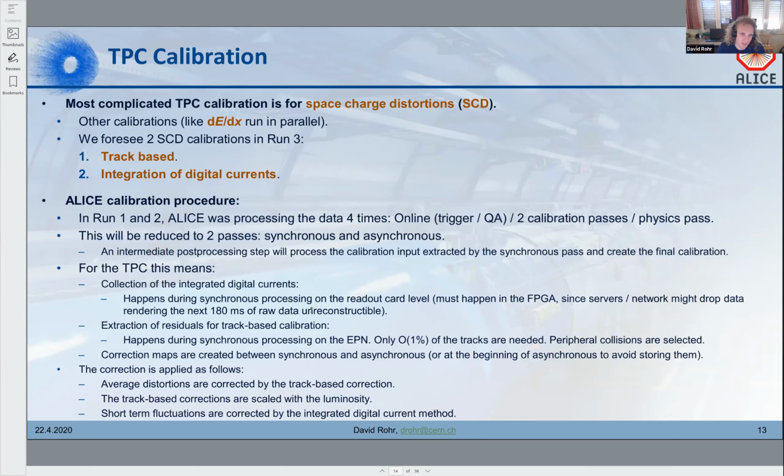And for the TPC, we will run these 2 calibrations. So the track-based will correct for the global distortions and for all other static effects. And then we use this integration of digital currents to correct on top of that for the fluctuations of the distortions as compared to the average distortions.